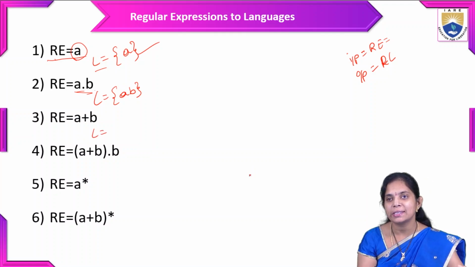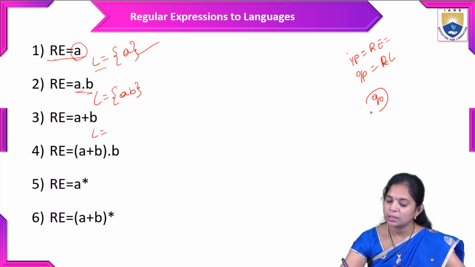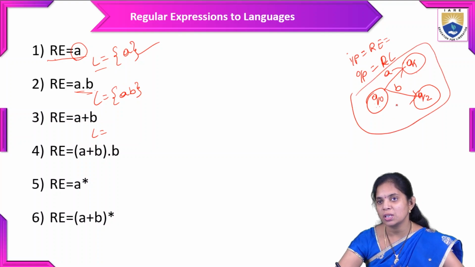So plus indicates that we have two options. Suppose here I take the example states Q0, Q1 and Q2. From the state Q0, while giving A as input, it goes to the Q1 state, and at the same time, when we give B as an input, it goes to another state. This type of transition diagram, we represent as a regular expression.